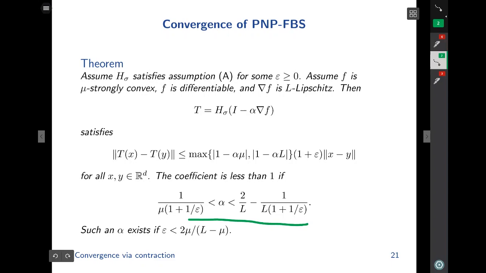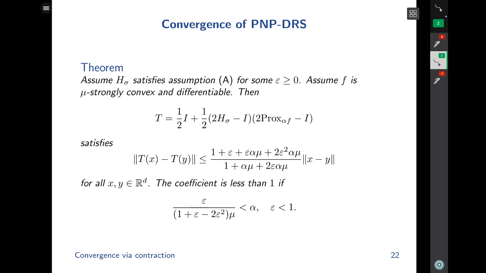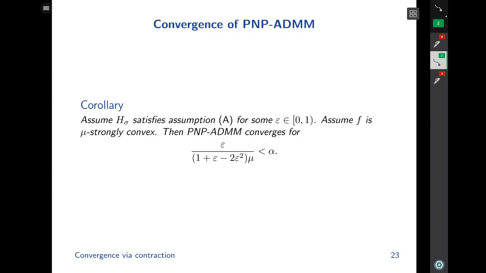Next, we formally state the convergence of plug-and-play Douglas-Rachford splitting. Assume the denoiser satisfies the main assumption. We also assume F is strongly convex. Then the mapping that defines Douglas-Rachford splitting satisfies this contractive inequality, where this contractive factor is less than 1 if these inequalities are satisfied. Remember, plug-and-play Douglas-Rachford splitting and plug-and-play ADMM are equivalent. Therefore, a corollary of this previous convergence result is that plug-and-play ADMM also converges when plug-and-play Douglas-Rachford splitting converges.